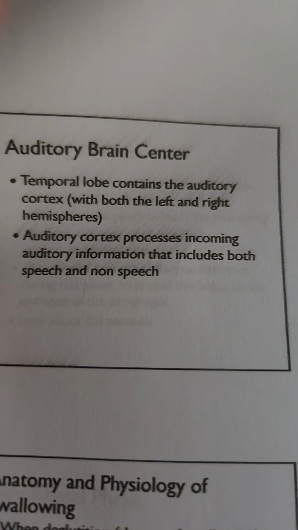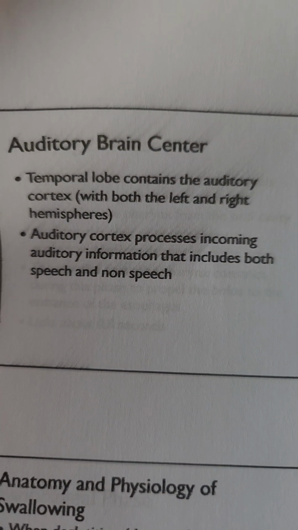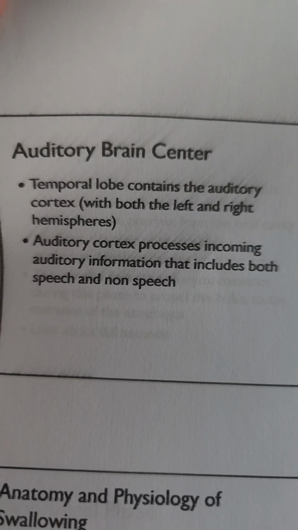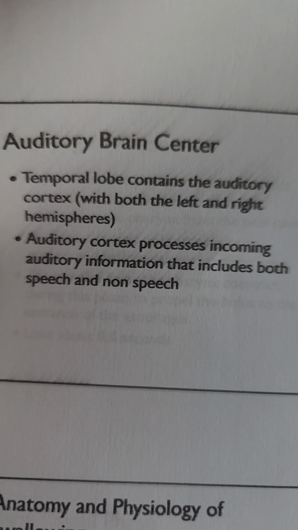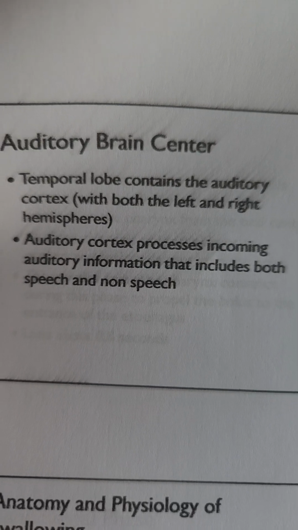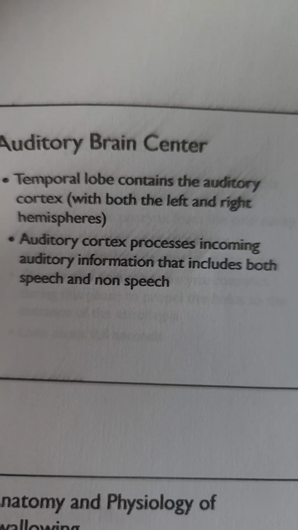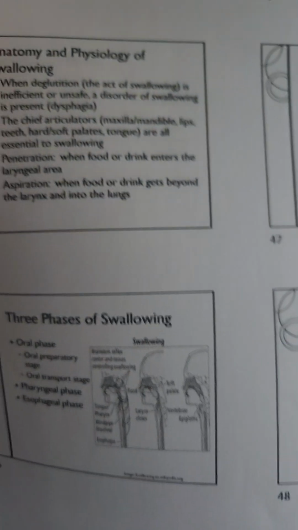Auditory brain center. The temporal lobe contains the auditory cortex in both the left and right hemispheres. Auditory cortex processes incoming auditory information that includes both speech and non-speech.